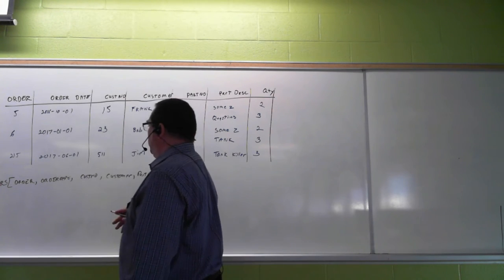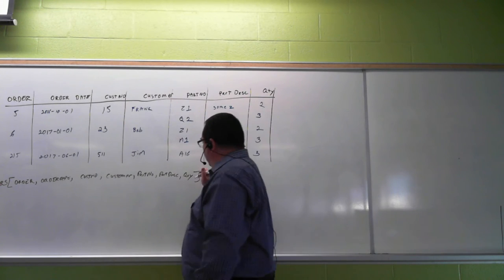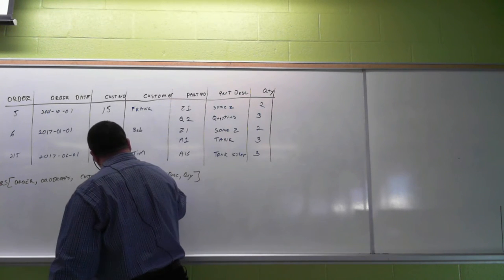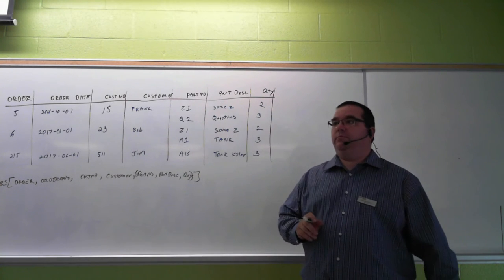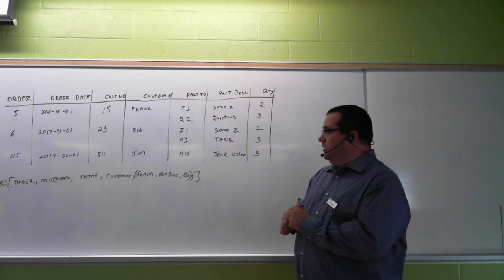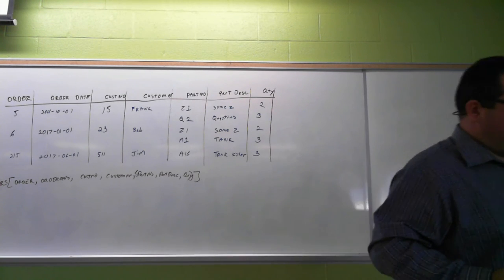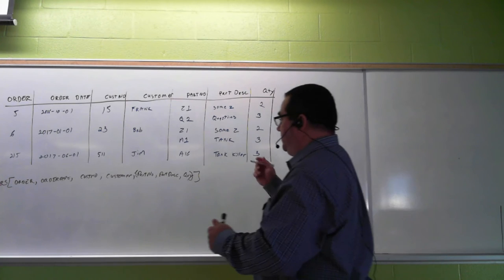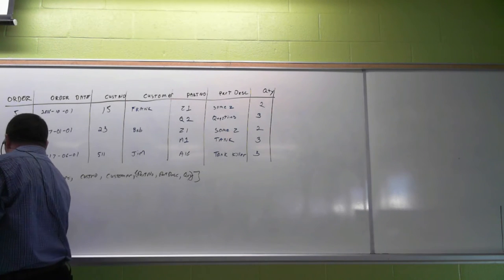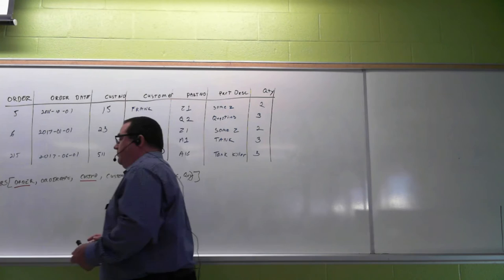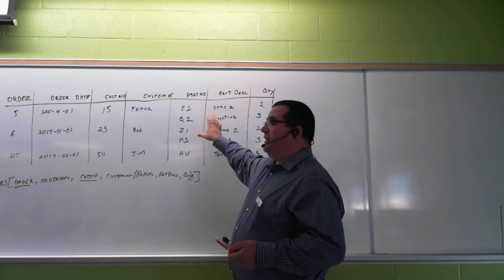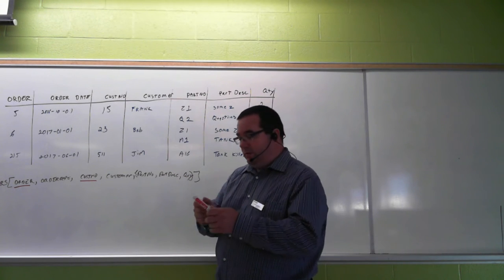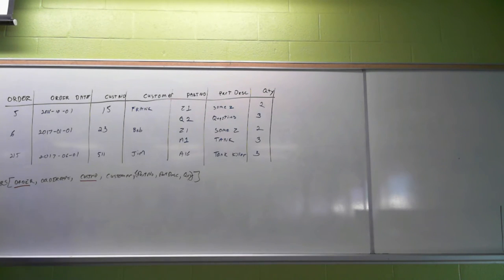Okay, so right now, I've got to draw this properly. We have repeating groups. And because of the repeating group, our primary key is order number, customer number. So that's our two bits and pieces as it stands. So for the first normal form, well, this is UNF.